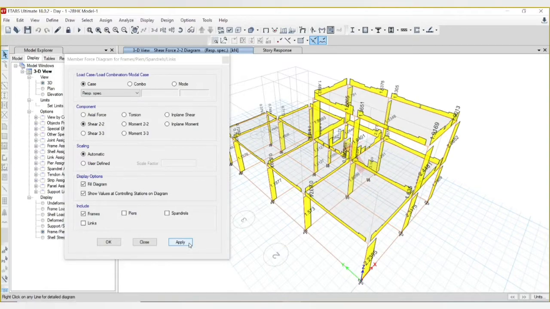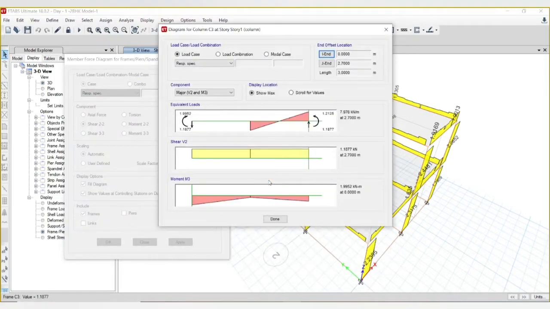This is the response spectral shear force, showing the maximum values only. Total length is 0 at the start, 2.7 at the end, total length is 3. So from here to here will be 3, and it is showing at 2.7 the value is 7.976. You can find equal, this is lateral load and this is shear moment.